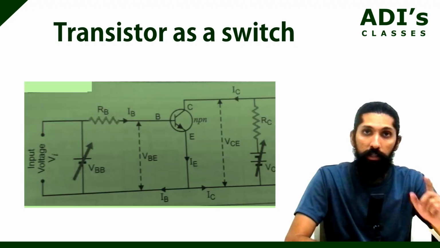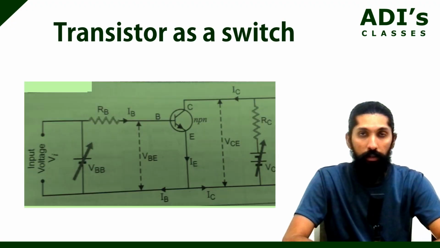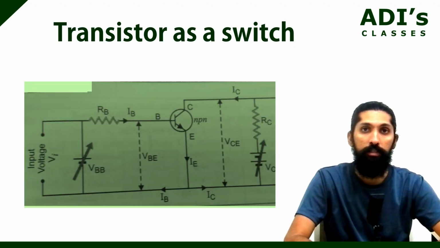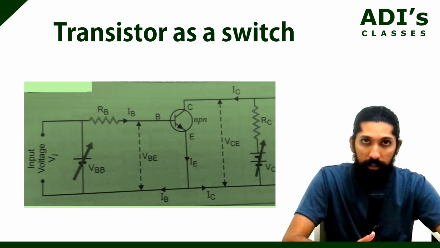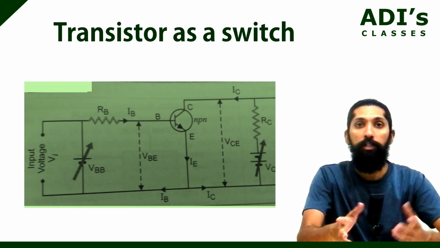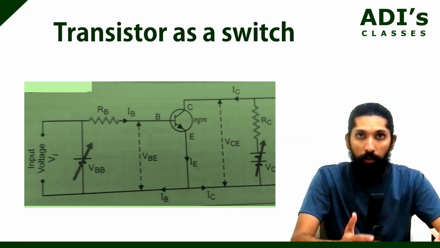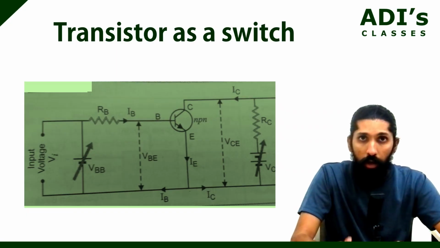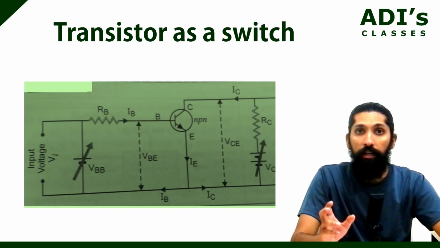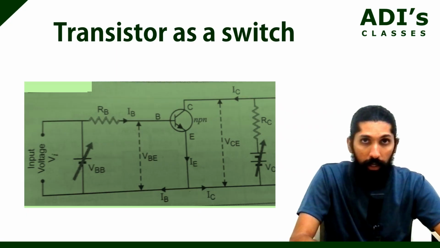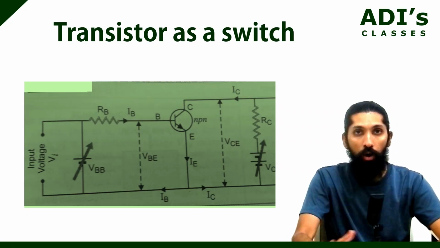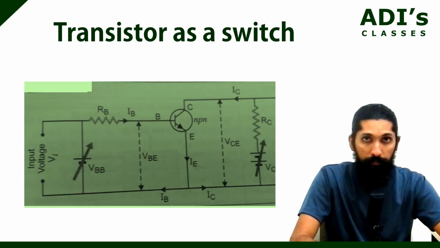See, a switch, look at this particular circuit. In this circuit, we try to understand how a transistor acts like a switch. A switch is basically to switch on and off. That is the whole point, correct? How can a transistor act like a switch? In the sense that, with the help of a transistor, we switch on the circuit or switch off the circuit.